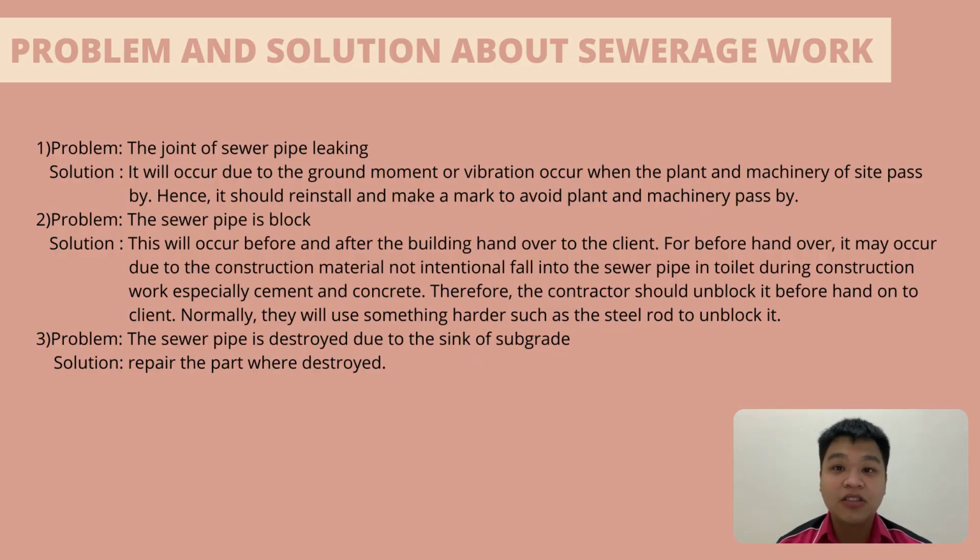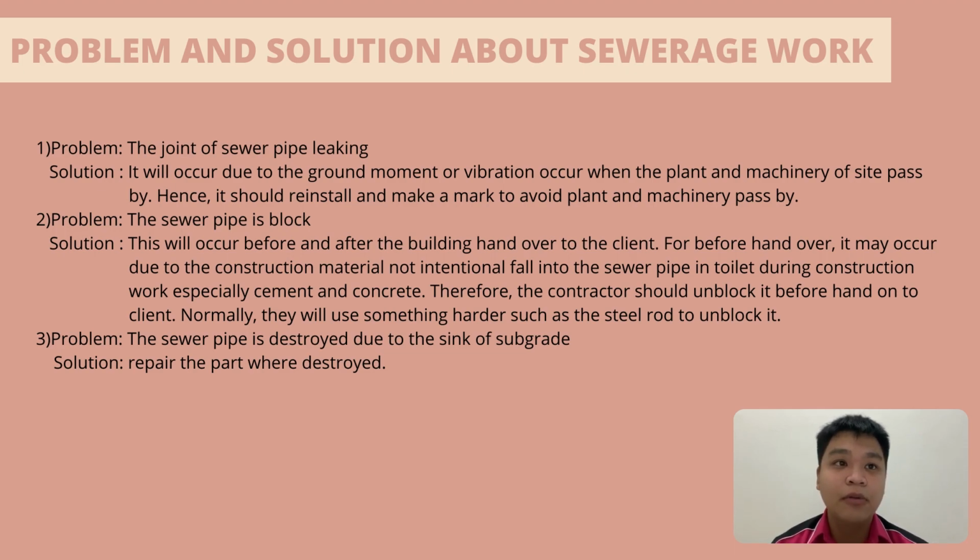Problem and solution about the sewerage wall. The first problem is the joint of the sewerage pipe is leaking. The solution: this will occur due to the ground movement or vibration that occurs when the plant and machinery on site pass by. It should install and make a mark to avoid plant and machinery passing by. And the second problem is the sewerage pipe is blocked. This will occur before and after the building is handed over to the client.